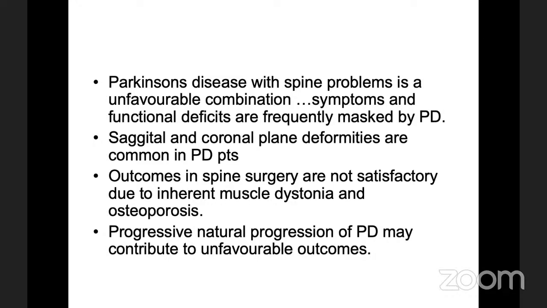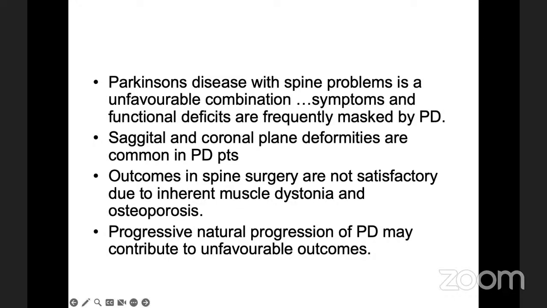Parkinson's patients are known to have sagittal and coronal plane deformities. The outcomes of spine surgeries are not satisfactory due to inherent muscle dystonia and osteoporosis, and the progressive natural course of Parkinson's may contribute to unfavorable outcomes. So Parkinson's patients undergoing surgeries, at least lumbar surgeries, is now rising.